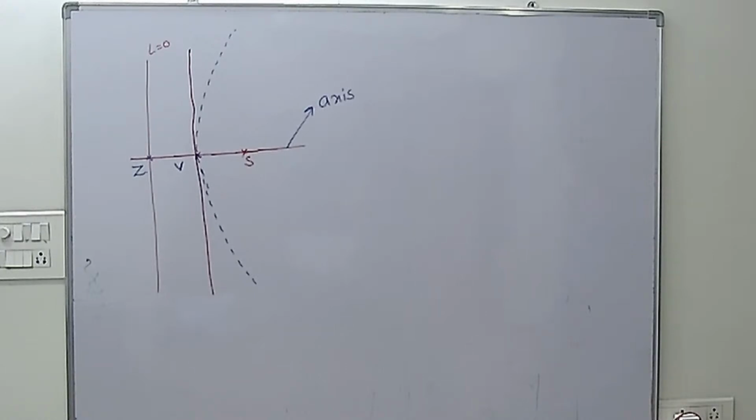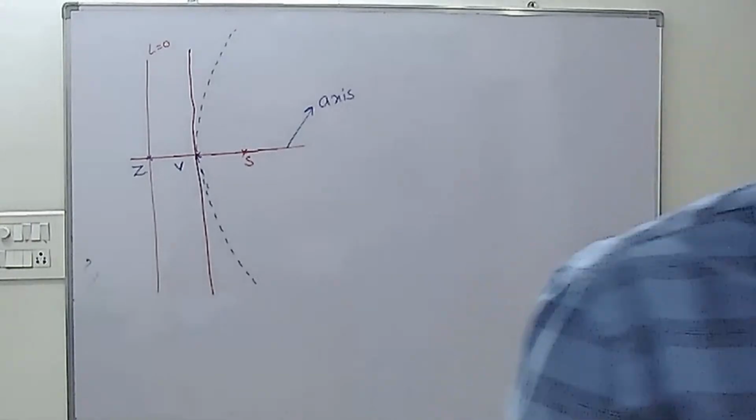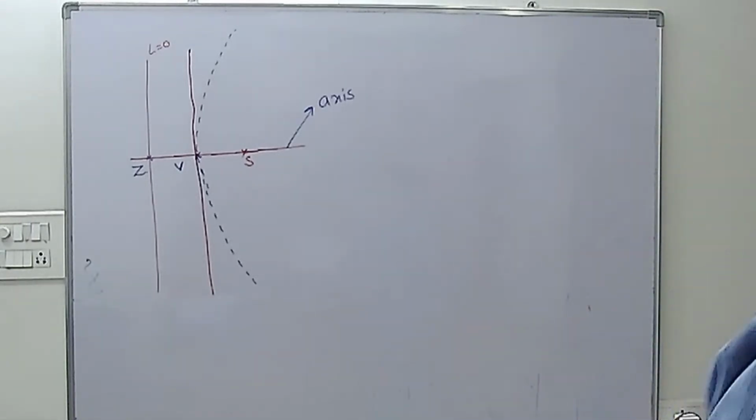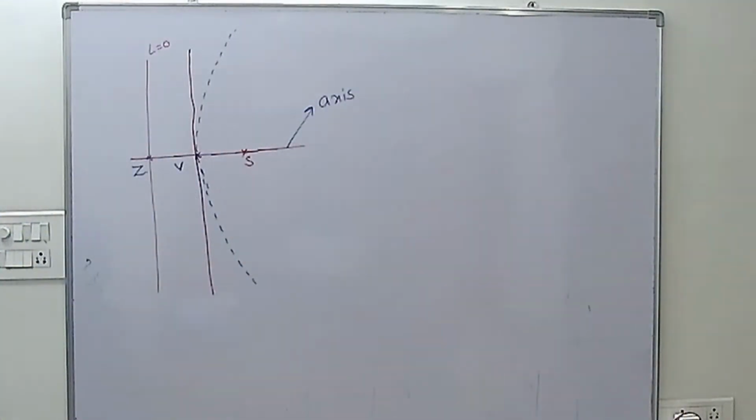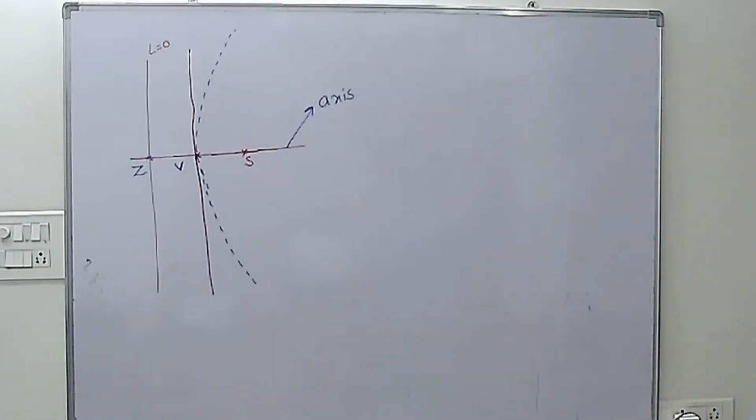Next, the point of intersection of the axis and the directrix is Z, capital Z. We always represent it as Z. The point of intersection of the axis and directrix is always taken as Z.